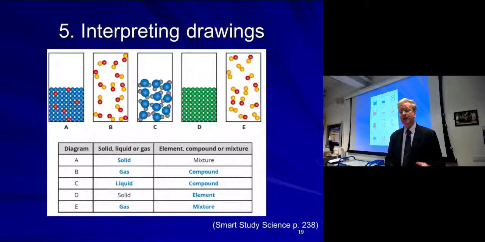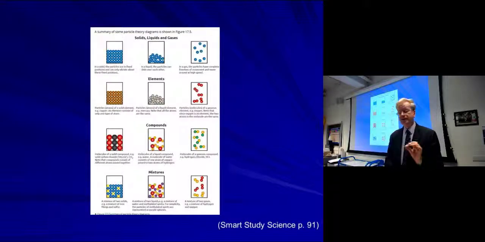And if you look at the Smart Study Science revision book, what we have done there is we have summarized all the possible types of questions that you could be asked in this area of interpreting simple diagrams, all based, of course, on the particle theory of matter. So I would certainly advise you to study page 91 of Smart Study Science and make sure you understand what each of these diagrams is telling you.